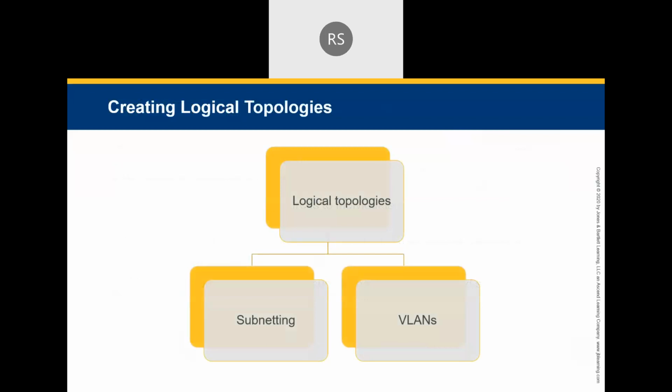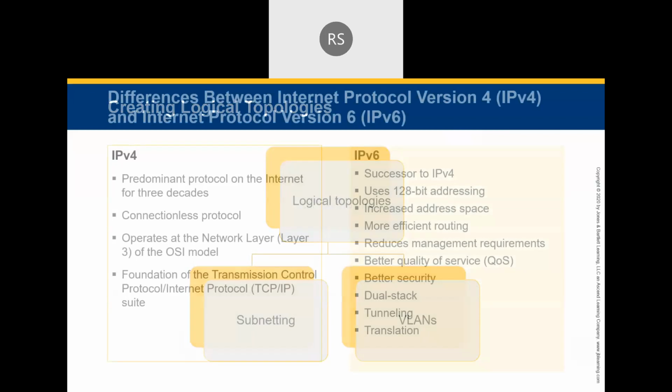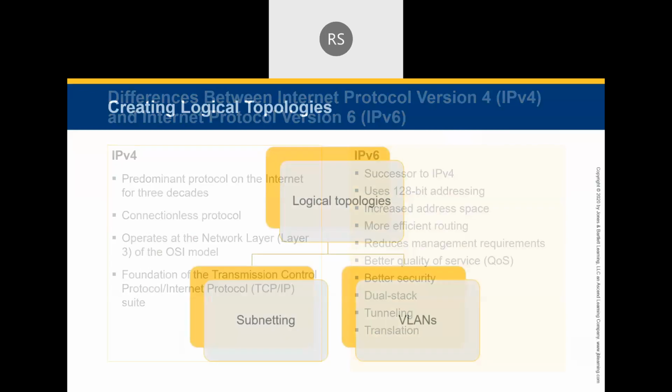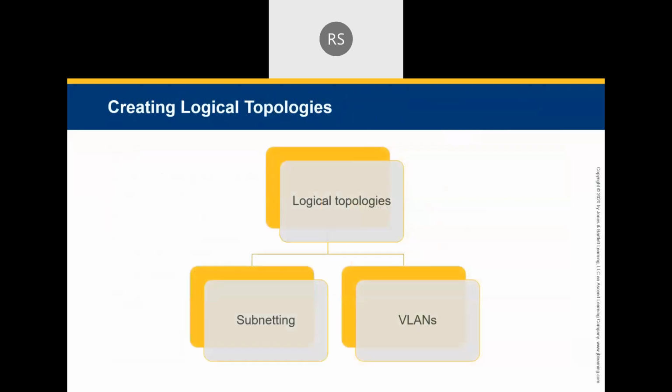Now, there are two main ways to create logical networks. You can do this through subnetting, which is created at the OSI layer 3, which is your network layer. Or you can do it with a VLAN, a virtual local area network, and that is created at the OSI layer 2, the data link layer. Now, choosing between subnetting or VLANs is going to depend on the network requirements and the objectives of the networks.